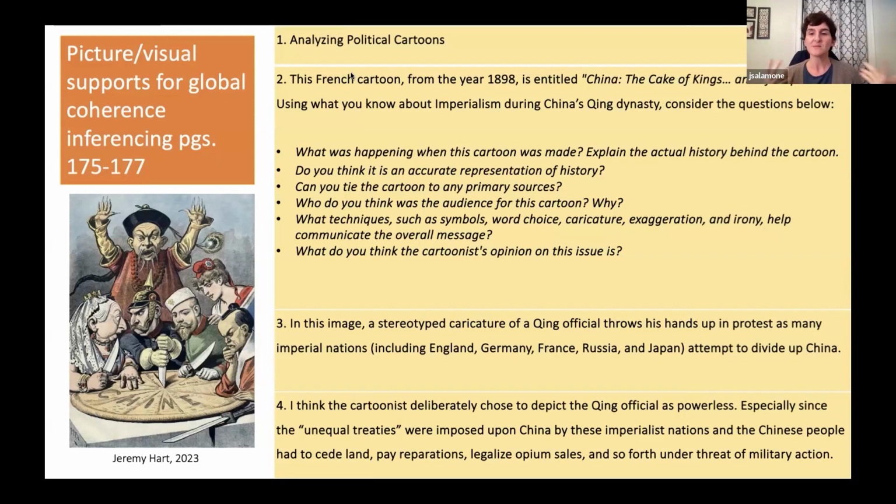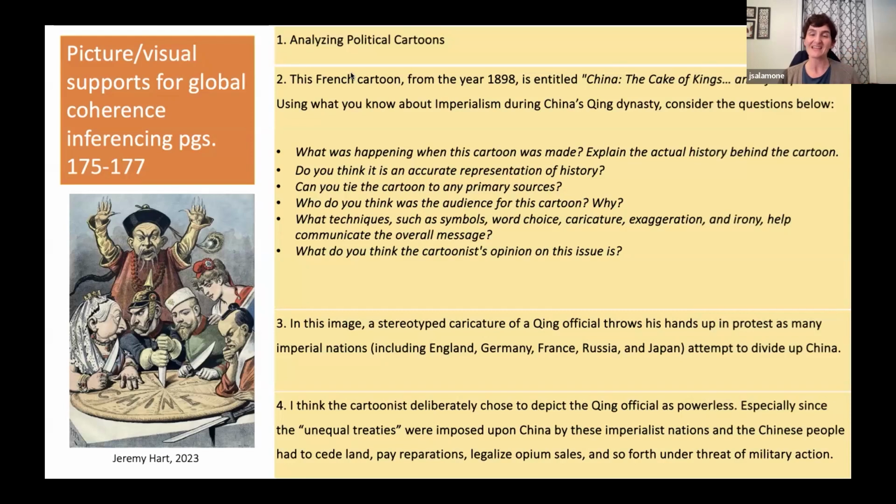And so this was taking place at a time when the unequal treaties were imposed upon China. The imperialist nations put these treaties in place, and the Chinese people had to give up land, had to pay reparations. Opium was legalized, which was very devastating for the country, and all of this happened under threat of military action. So, able to think about, all right, this is what I'm seeing.